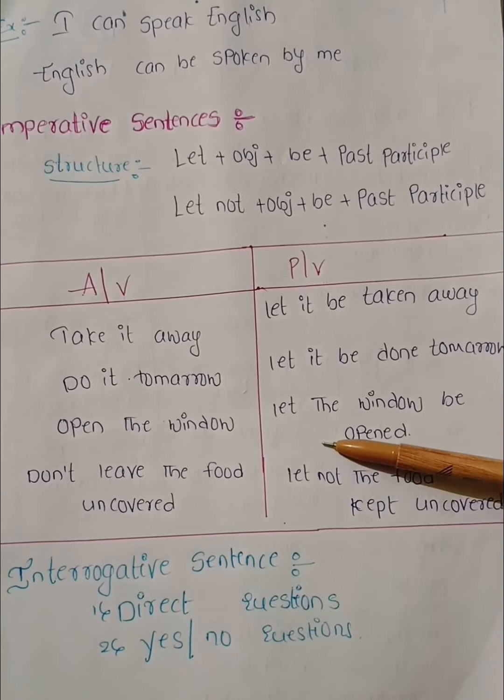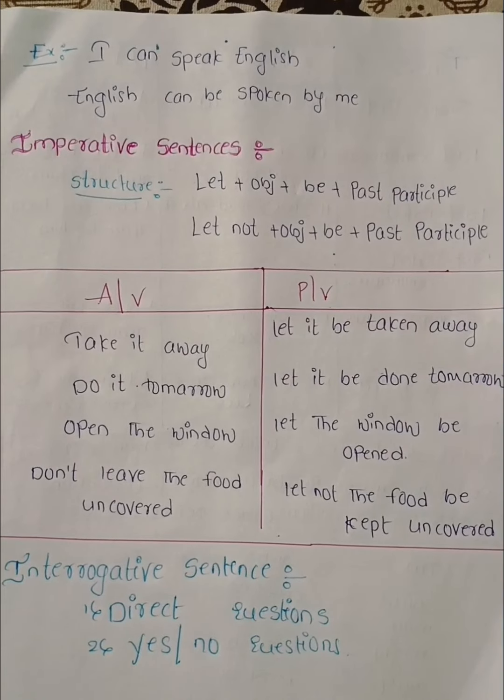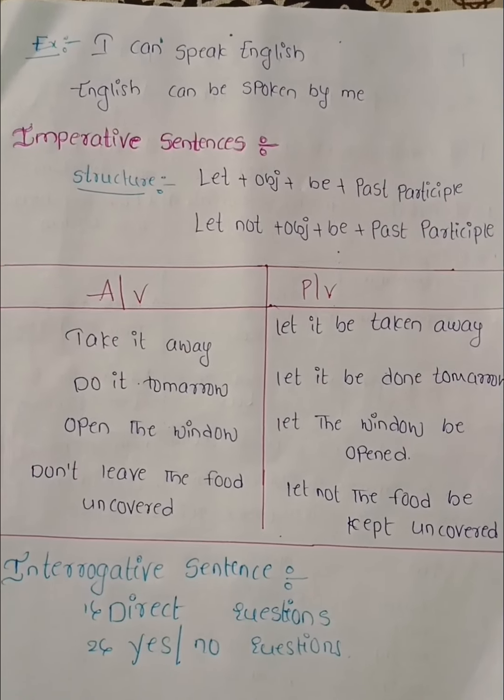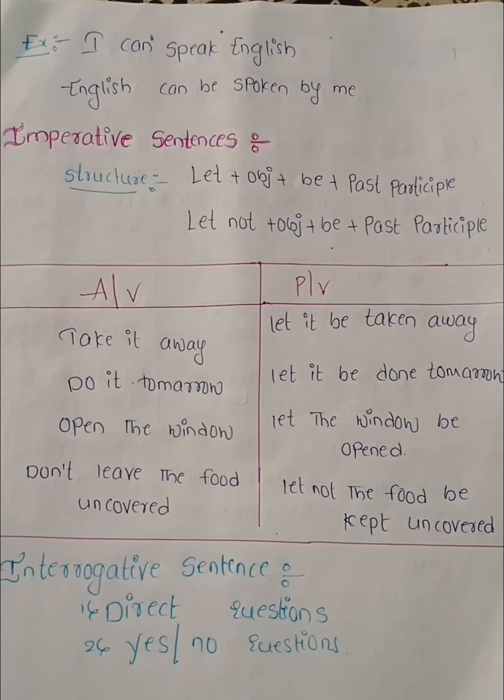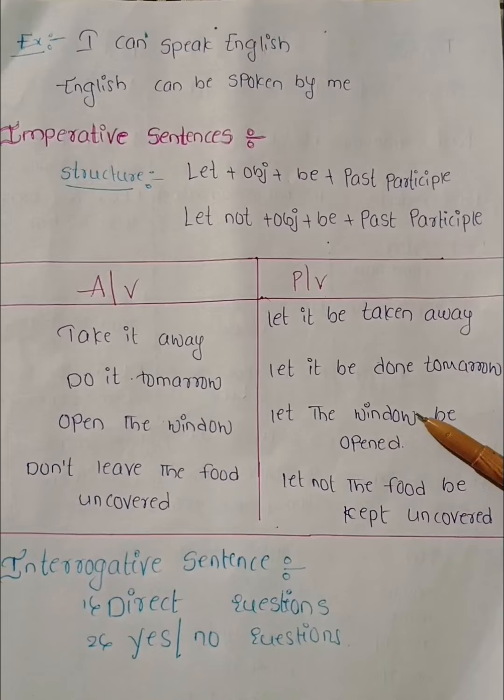Open the window. First we have to write let, then the object, that is the window. Then we have to write the verb 3 form. What is the verb 3 form of open? Opened. Let it be opened.